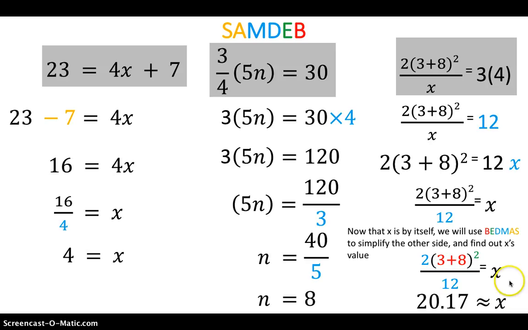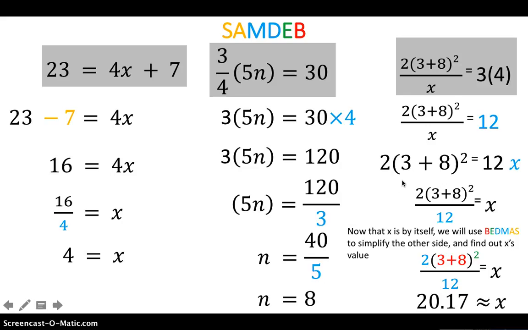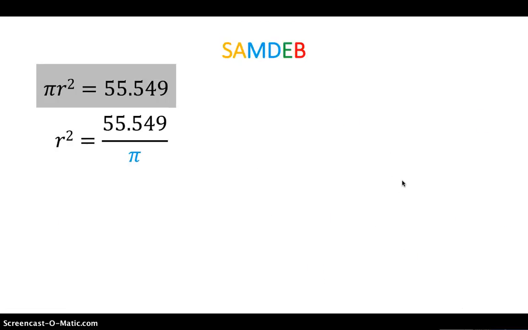Okay, notice how I put the little squiggly equal sign? That means that it's only approximately equal to that. Sorry about that. Okay, next one.